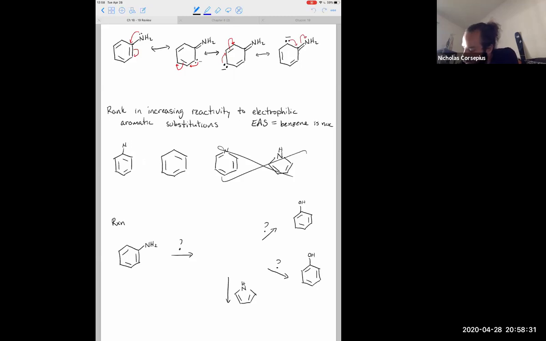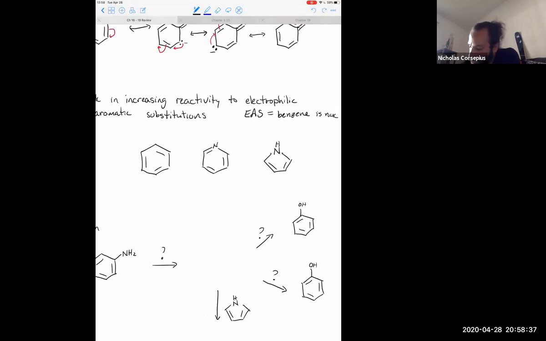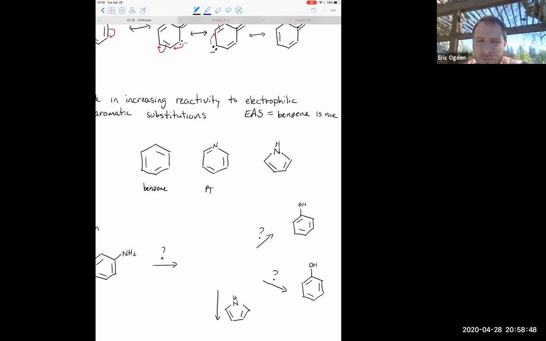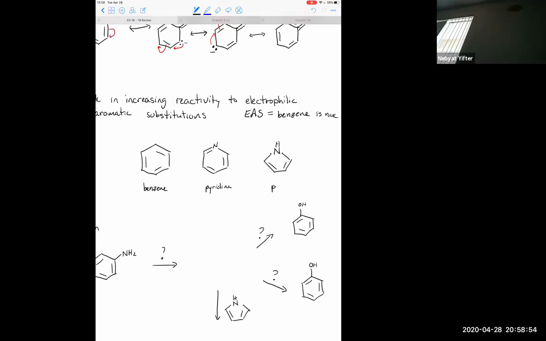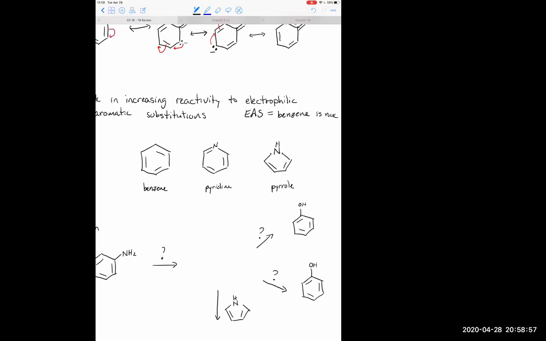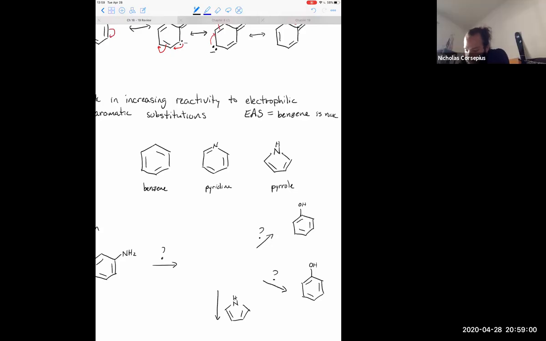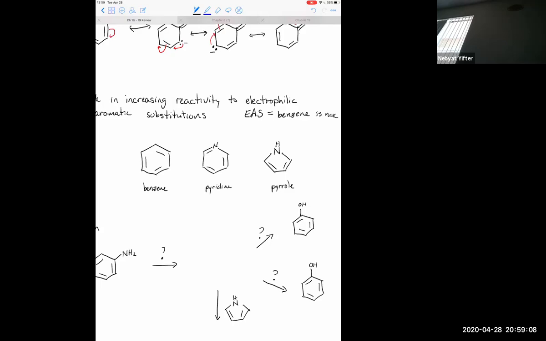All right, but really we want to compare these different heterocyclic compounds that we learned about here. So again, this guy's benzene. Everybody knows him. What's this next one? Pyridine. Yeah, so this one's pyridine. And what about the last one? Pyrrole. Which one of these is going to be the most reactive with regard to electrophilic aromatic substitutions? Benzene? It's not benzene, no.